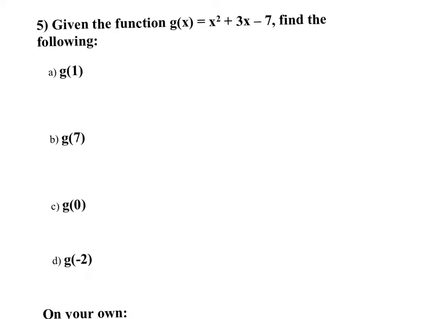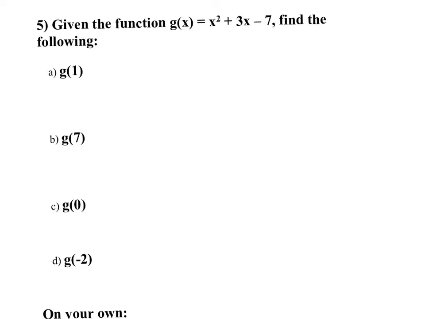Number 5 says, given the function g of x equals x squared plus 3x minus 7, find the following. Now they're using a g instead of an f. It's the same exact thing. They like to switch between f, g, and h. They use other ones, but those are the most common. My equation is a little bit more complicated, but I'm going to do the same thing. So in part A, it says g of 1.